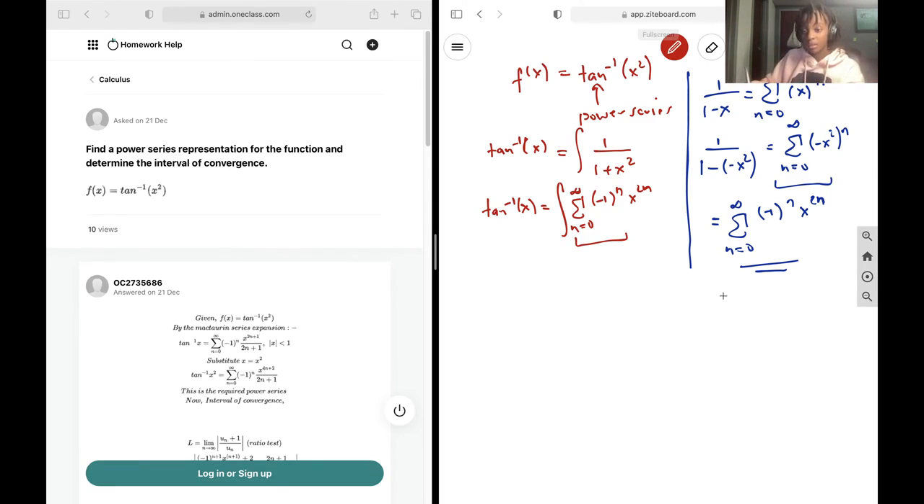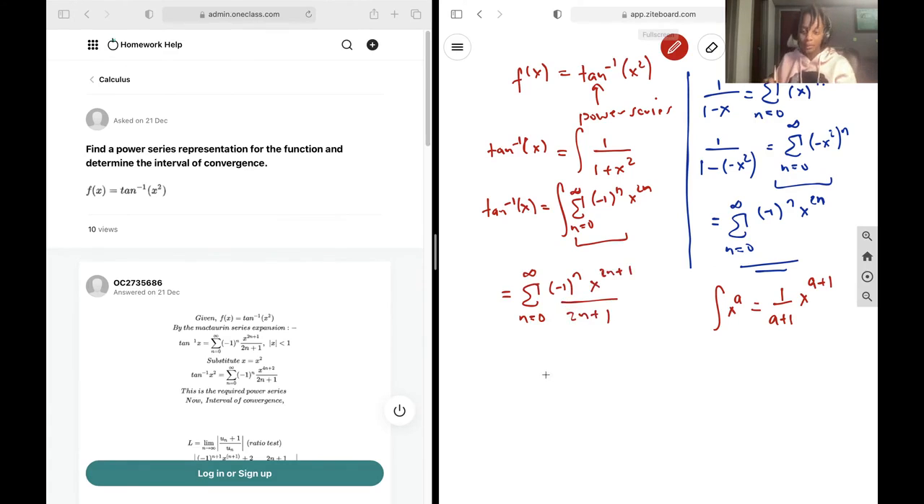but it won't have any effect. And so we just need to remember that the integral of x to the a is equal to 1 over a plus 1, x to the a plus 1. So this means that this is going to be equal to the sum from n equals 0 to infinity. Negative 1 to the power of n remains unchanged. A is going to be 2n, so a plus 1 is 2n plus 1. So x to the 2n plus 1 over 2n plus 1. So that's going to be the first step.